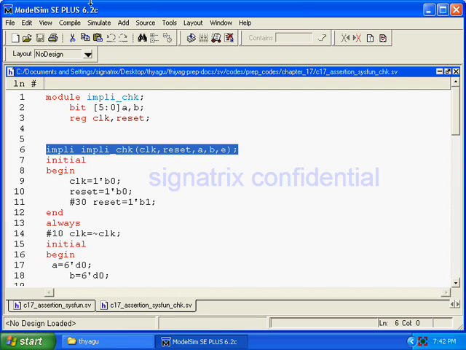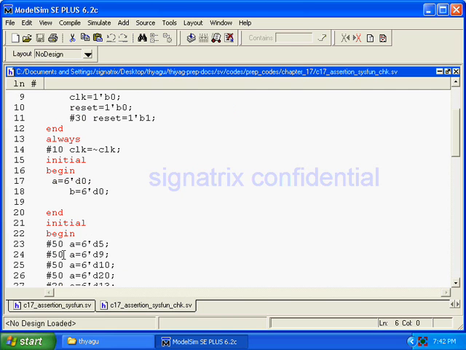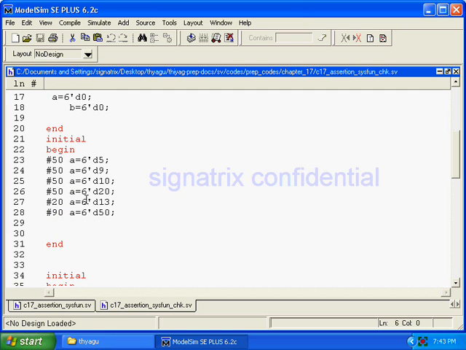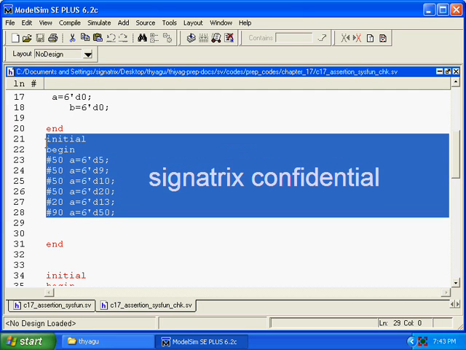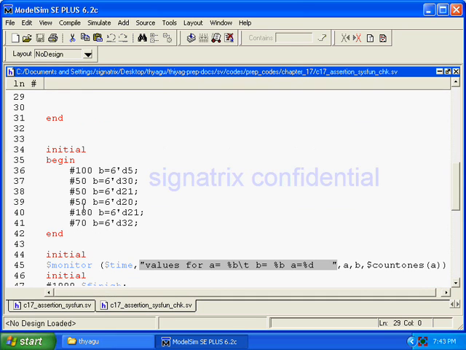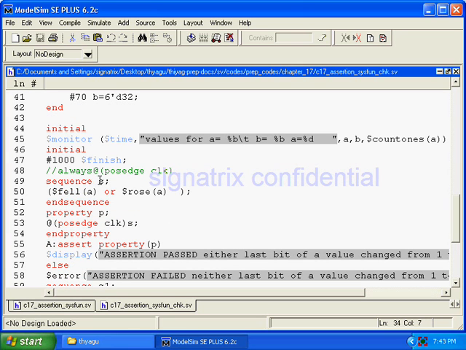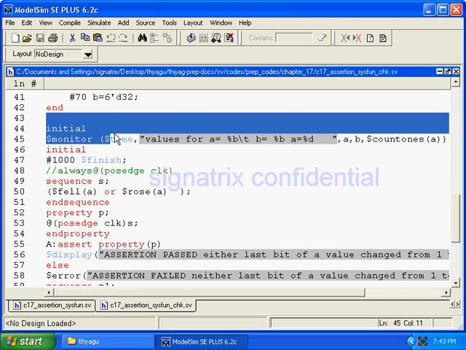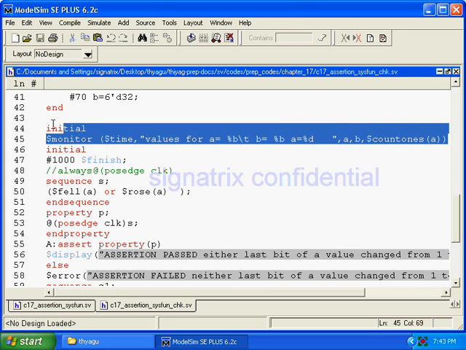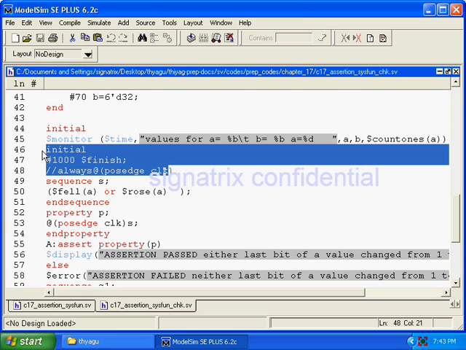Then after that we have another initial block. In that initial block, a is equal to zero and b is also zero. Next, in this initial block, we are forcing different values at different time units. Then we are forcing b values. Now look at here. Here we have a monitor, and we monitor that value. Now we are ending the simulation.